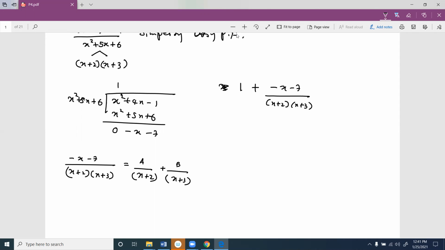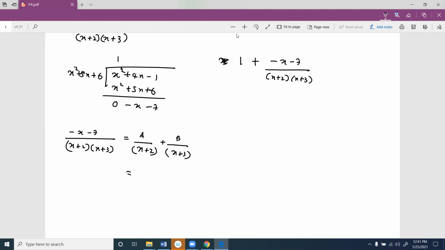Right. Then take the LCM on the right hand side. That is a times x plus 3 plus b times x plus 2, equals minus x minus 7. If you want to find a, you have to remove b. So I can just put x equals minus 2. Then minus 2 minus 7 equals a times minus 2 plus 3. The b term turns to 0. That is, a becomes minus 5.